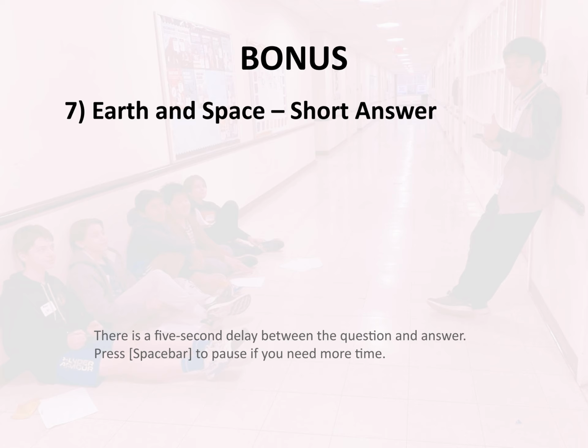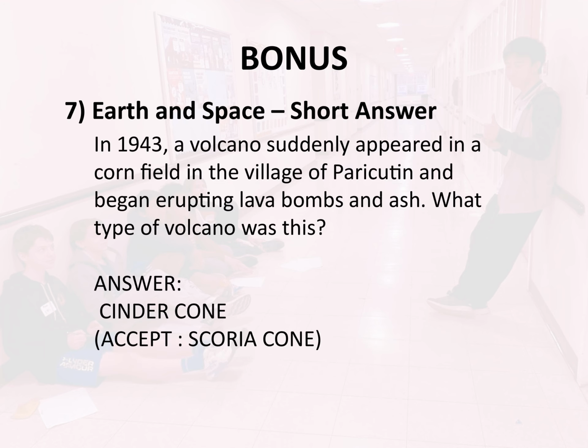Bonus 7. Earth and space, short answer. In 1943, a volcano suddenly appeared in a cornfield in the village of Paricutin and began erupting lava bombs and ash. What type of volcano was this? Answer: cinder cone.